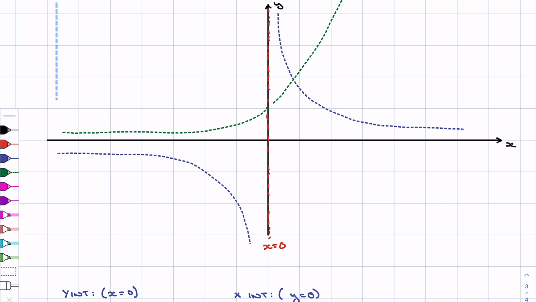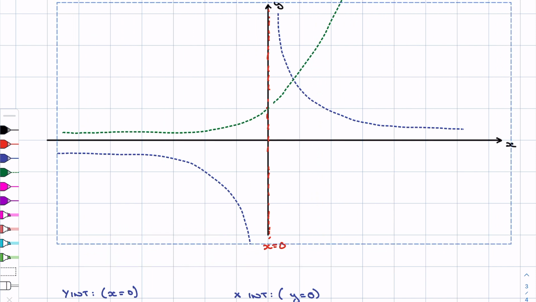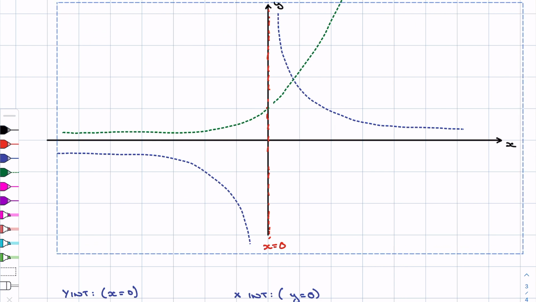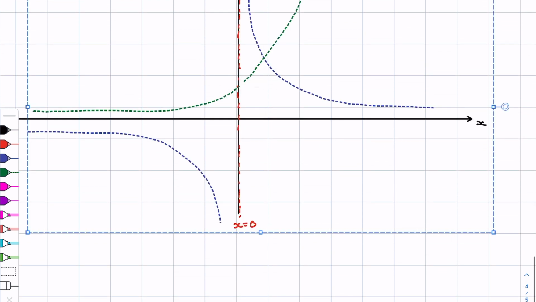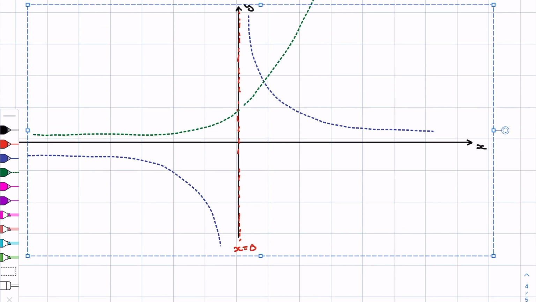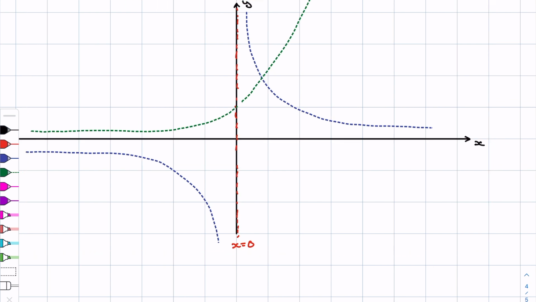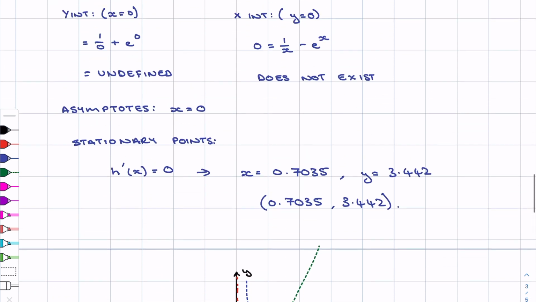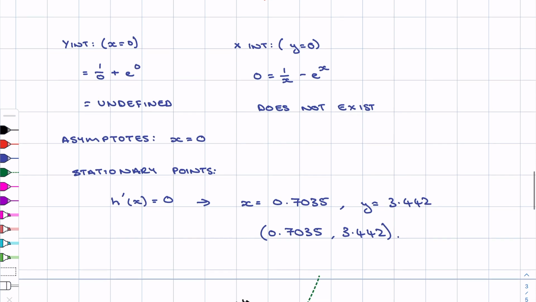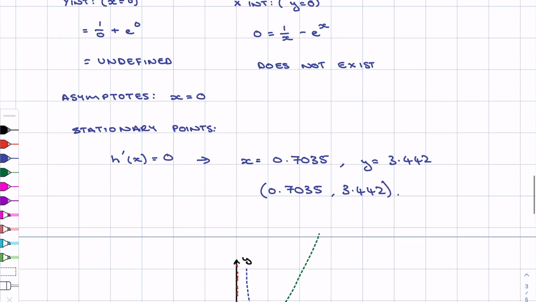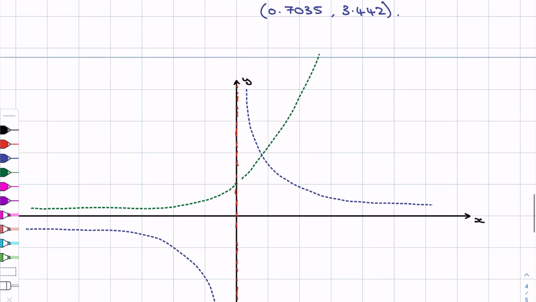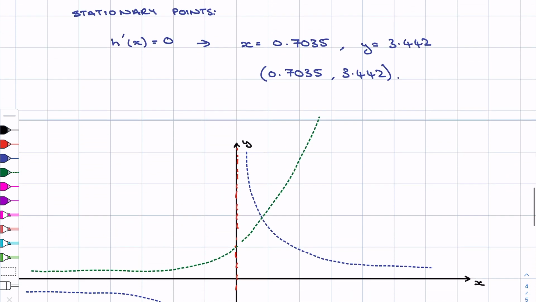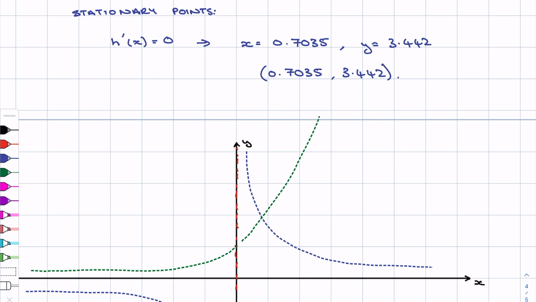So now what I'm going to do is, at least in this app, I'm going to copy my preliminary sketch. I'm going to then choose to assign some of the values that I found. Okay, so I'm going to first go to my y and x intercepts. I don't have any to show. I'm going to have a look at my asymptotes. I've already got my asymptote written in there. I'm going to have a look at my stationary point.